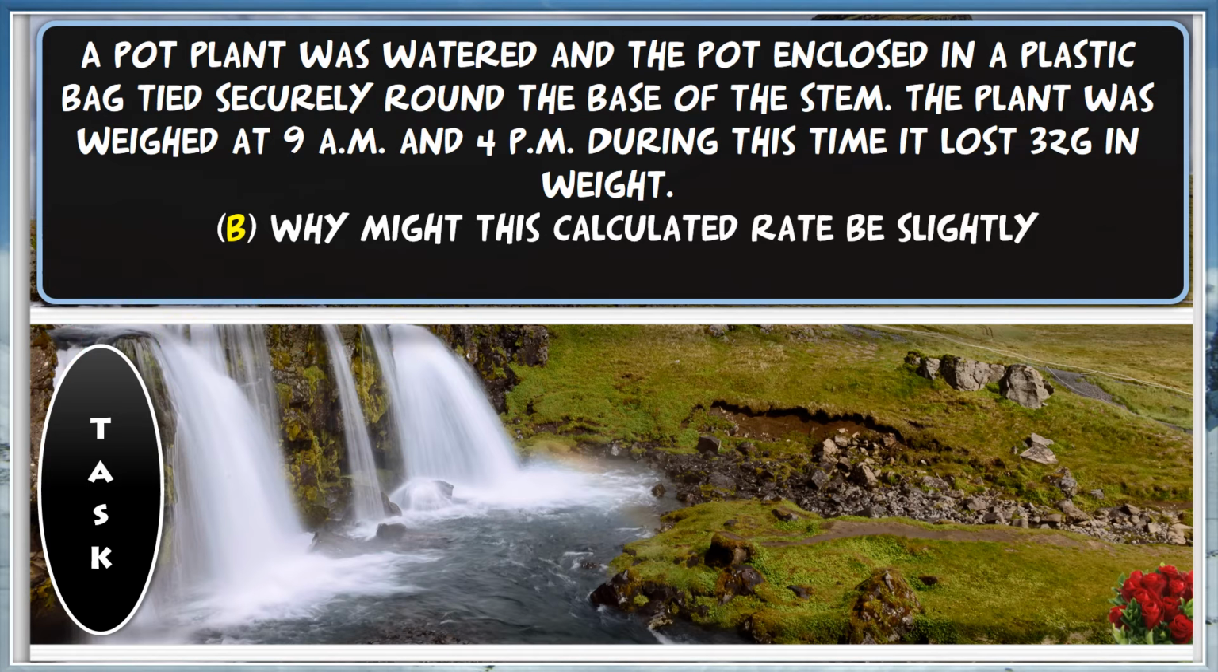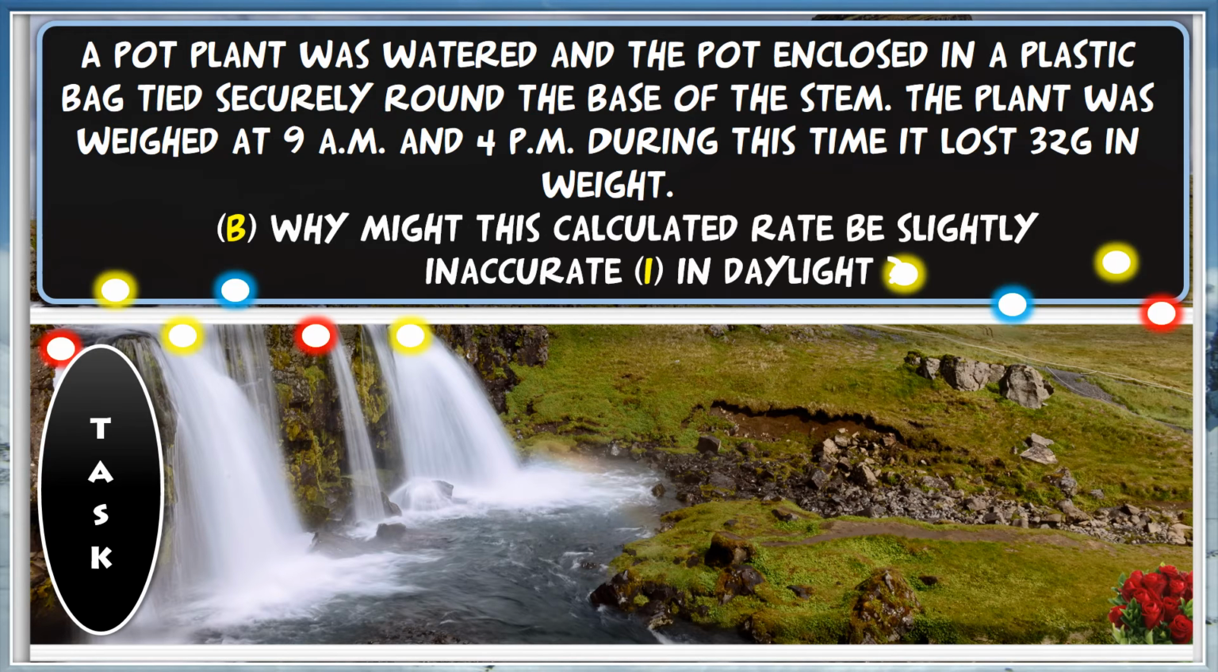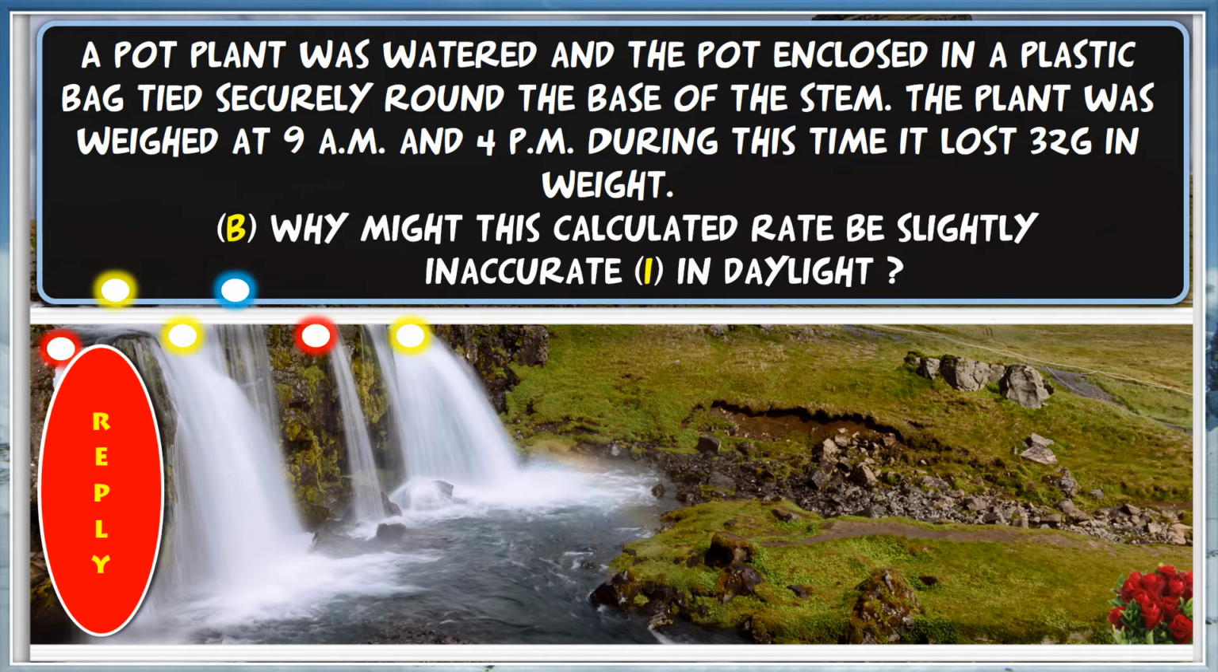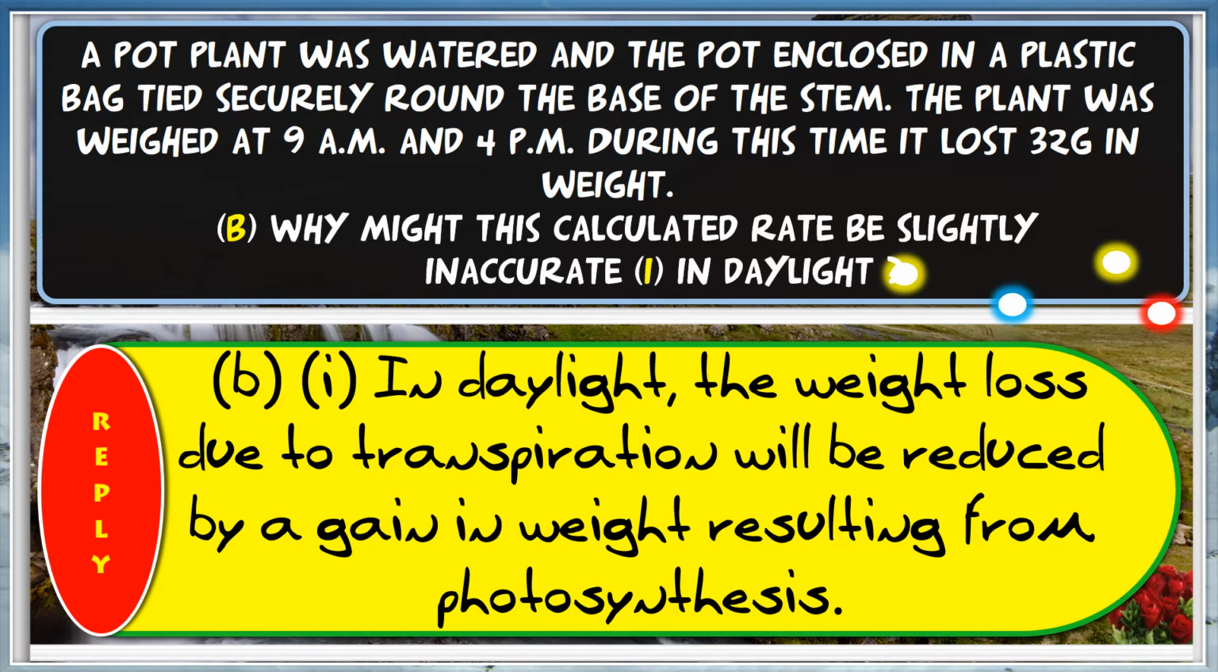Part B. Why might this calculated rate be slightly inaccurate? Part B, Roman numeral 1. In daylight, the weight loss due to transpiration will be reduced by a gain in weight resulting from photosynthesis.